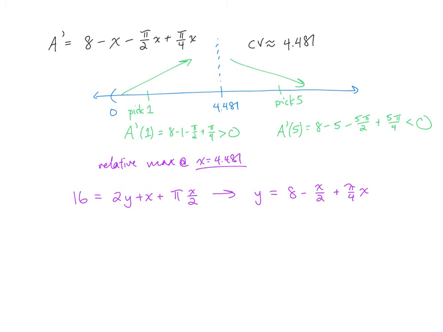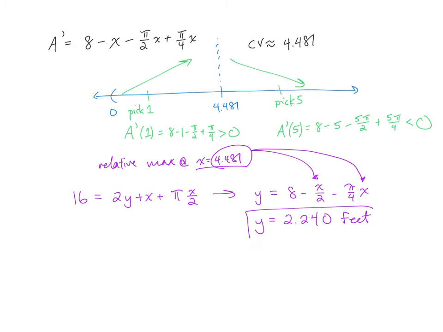And now all we have to do is take where we know this critical value gives us a relative maximum, substitute it in for these x's here. Whoops. There we go. And then just get back a value for y. You'll get y equals 2.240 feet out to 3 decimal places. And I did goof on the formula. I did change this to a minus.